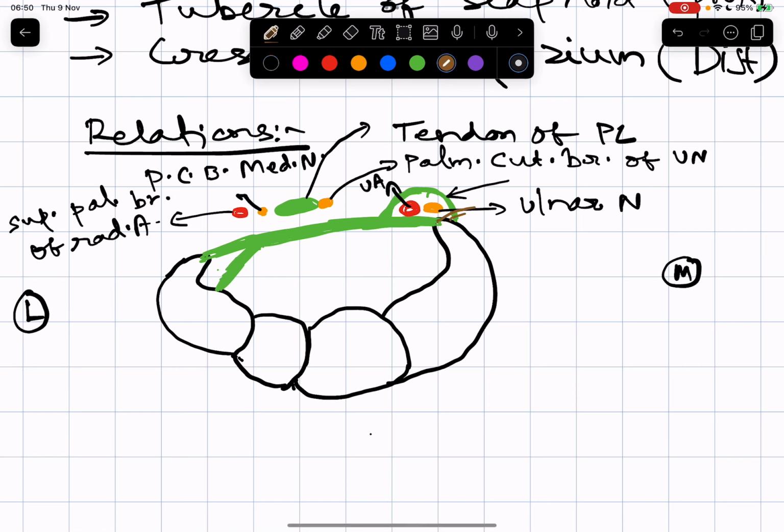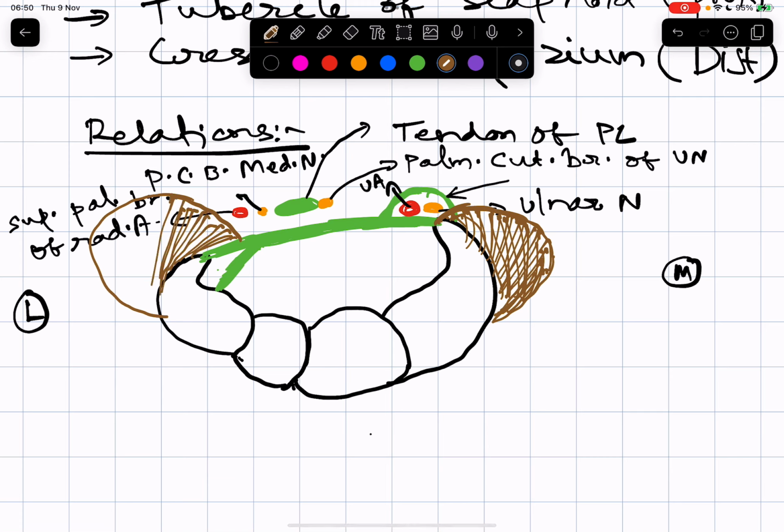So here we have the hypothenar eminence muscles. So I'm showing in brown color. So this is hypothenar eminence muscles, and similarly on this side we have the thenar eminence muscles, which is bulkier than that of the hypothenar eminence muscles. So this is thenar eminence muscle, and on the other side is hypothenar eminence muscles.